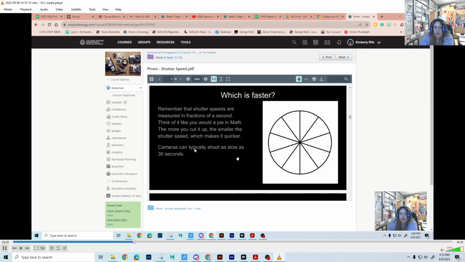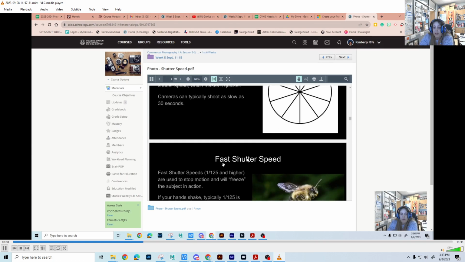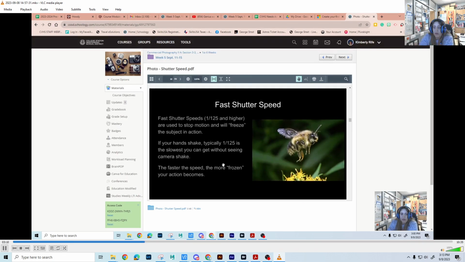So remember that shutter speeds are measured in fractions of a second. So you think about this pie right here, where, like in math, the more you cut it up, the smaller the shutter speed, which makes it quicker. So cameras can typically shoot as low as 30 seconds. We'll look into that a little bit later.